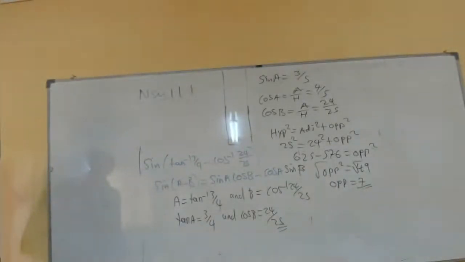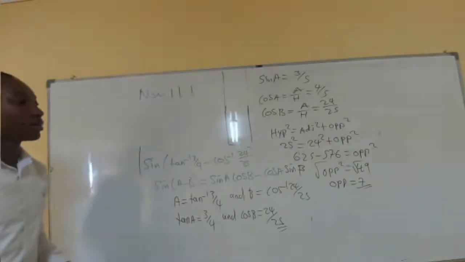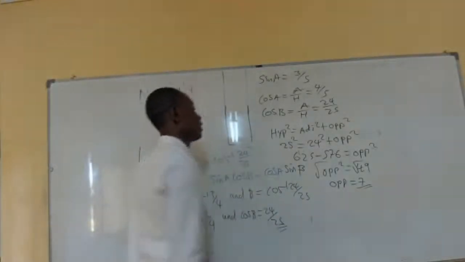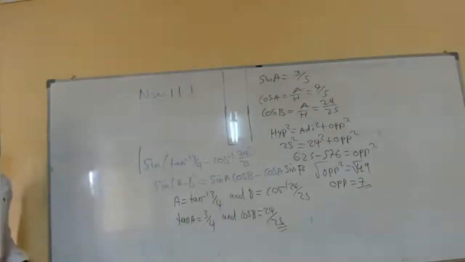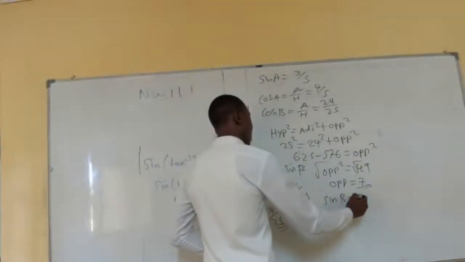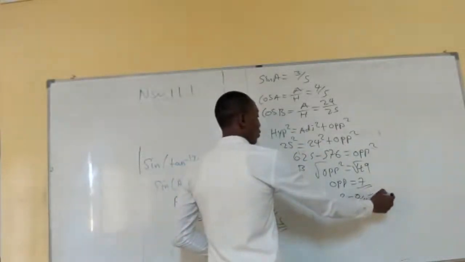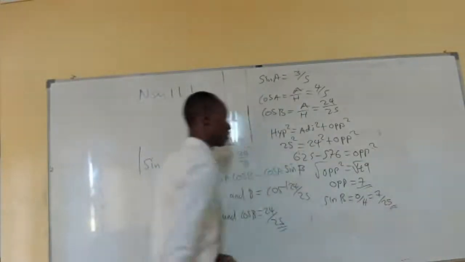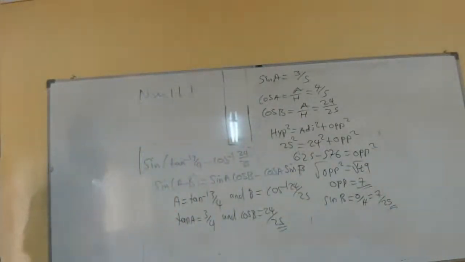Now, ladies and gentlemen, one of the things that we usually note is, when you are finding this, the opposite is 7, right? What will then our sine be? Remember, that's what we are looking for. We are looking for sine B. So sine B is opposite over hypotenuse. Opposite is 7, hypotenuse is 25. Okay, so that is basically that.